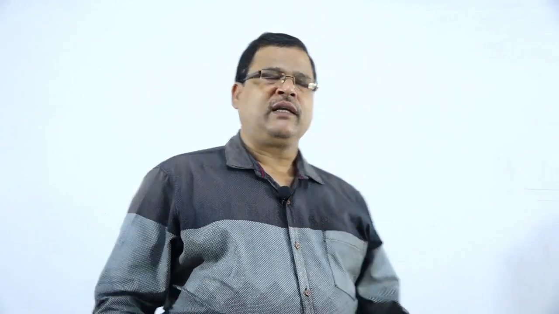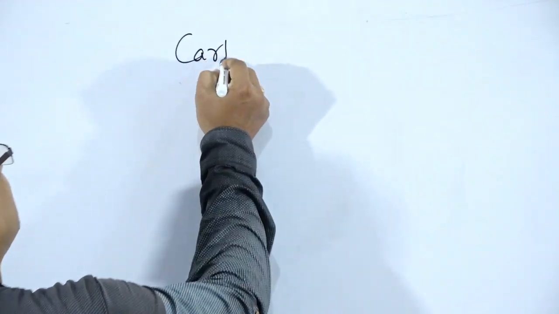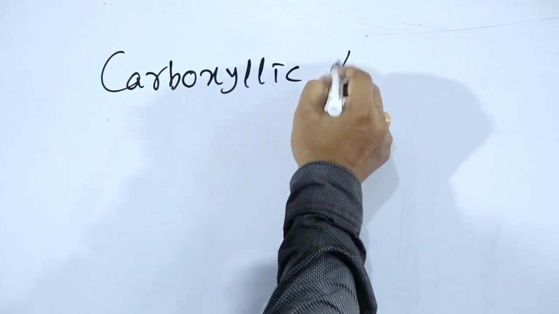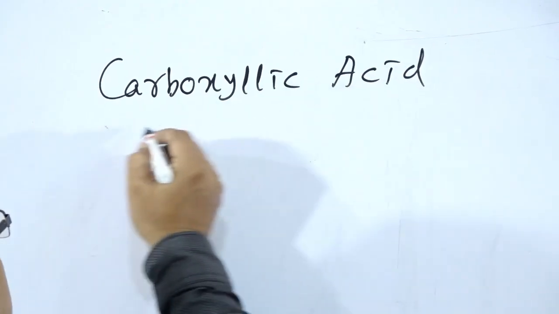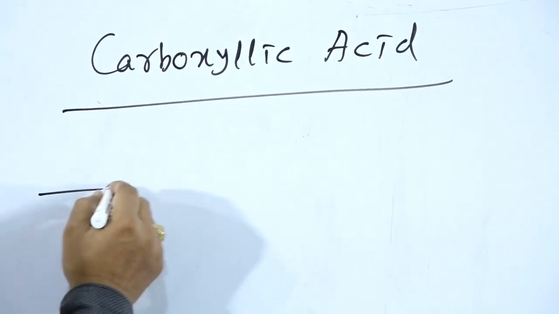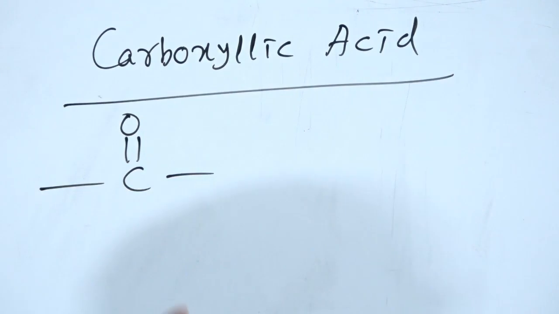Dear students, today we will start the organic portion, that is carboxylic acid. Carboxylic acid contains the C=O group, which is the carbonyl group.